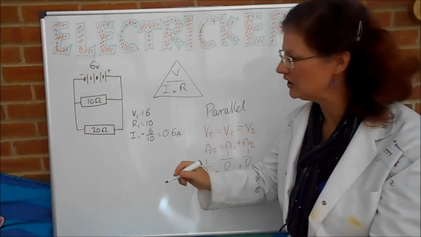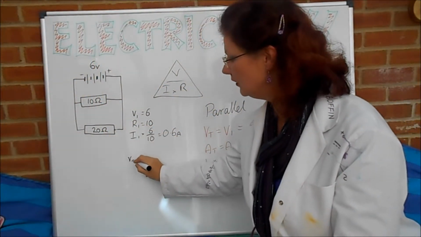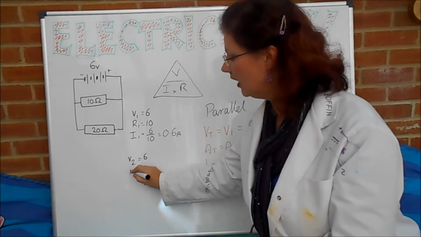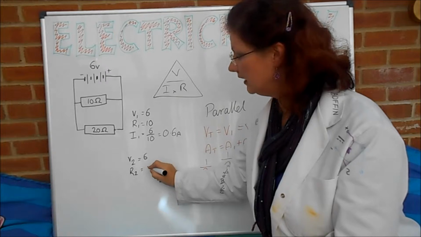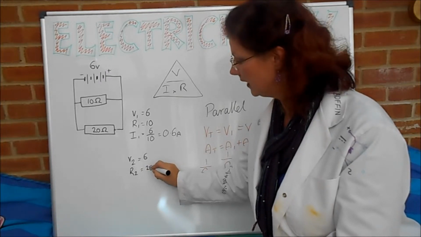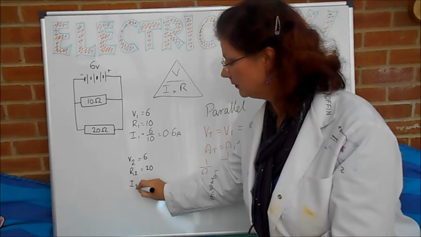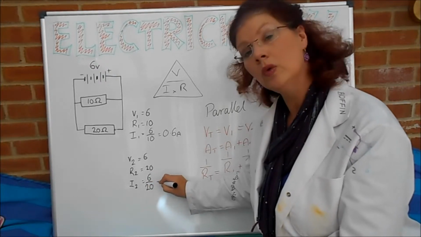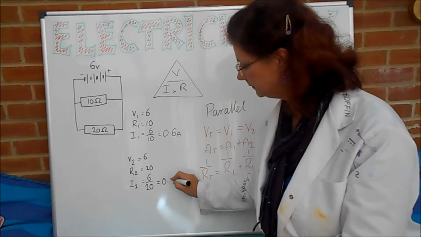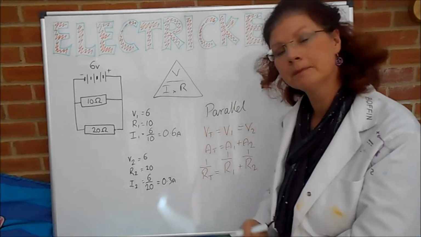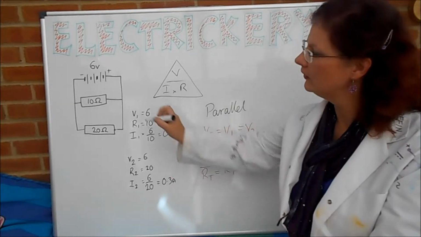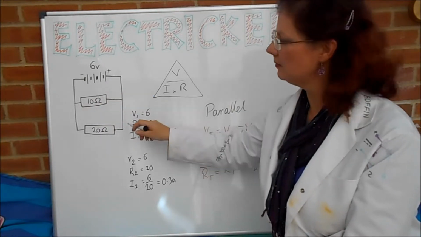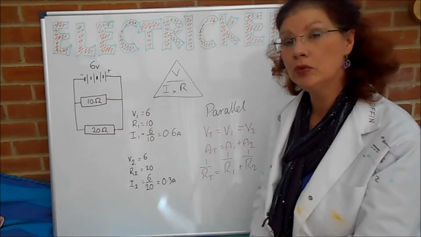Right, for the bottom leg we should have this. V2 is still 6, voltage is the same all the way round. R2 is 20 ohms, which means that I2 is 6 over 20, which is 0.3 amps. So the current through this leg is 0.6 amps, the current through this leg is 0.3 amps.